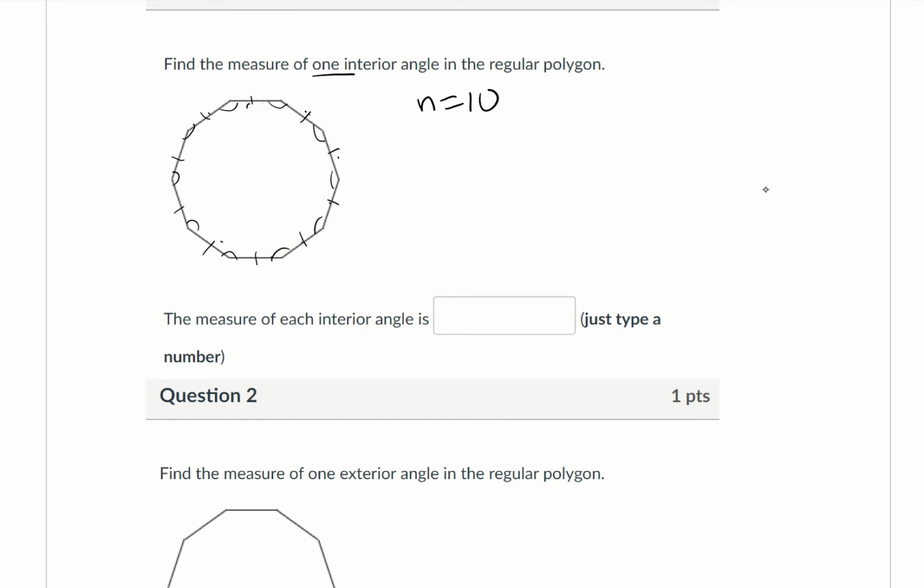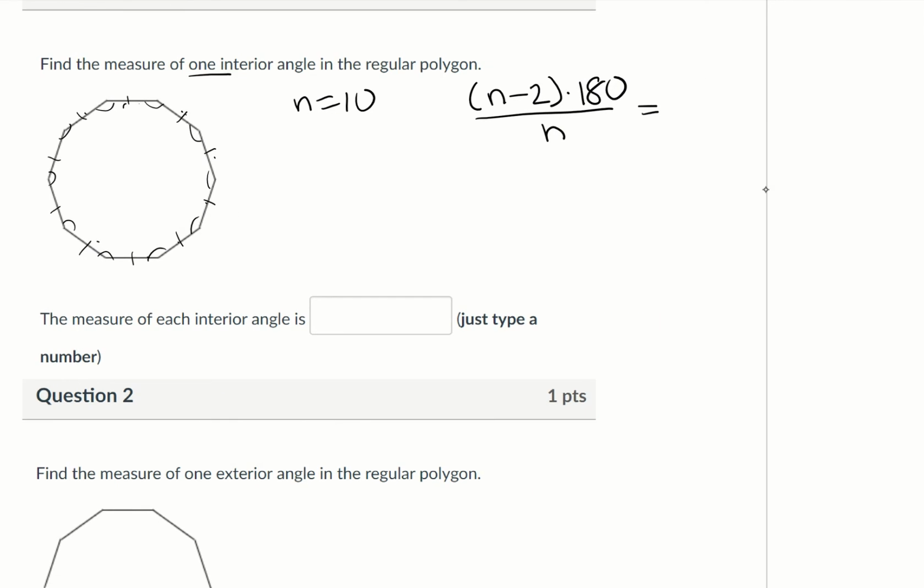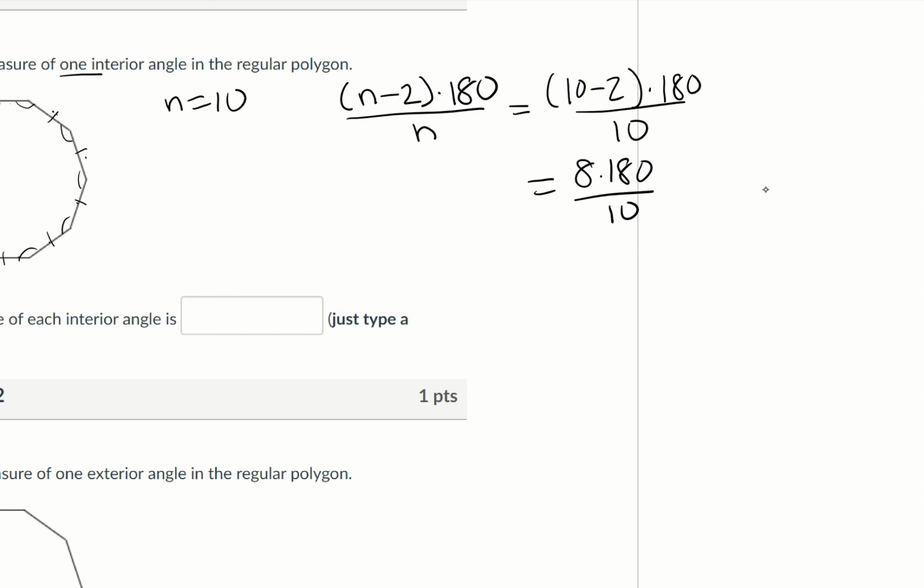Remember that to find the interior angles in a polygon in general, you use the formula n minus 2 times 180. Then if we want one of the interior angles, you divide by how many sides you have. This only works for a regular polygon. So we can plug in 10 sides into the formula, and we have 8 times 180 divided by 10. We know 180 divided by 10 is 18.